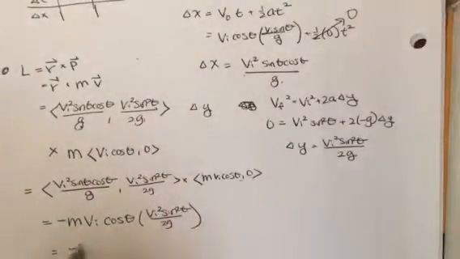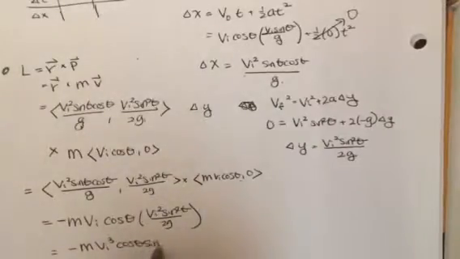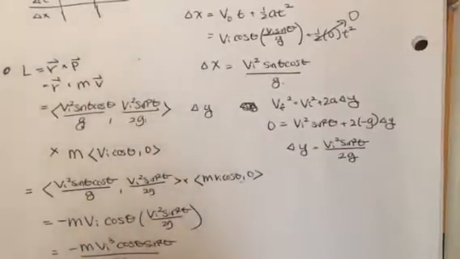If you simplify it further, this is what you get. Okay, now we're going to do question C. Question C is something very similar. L is R cross momentum.